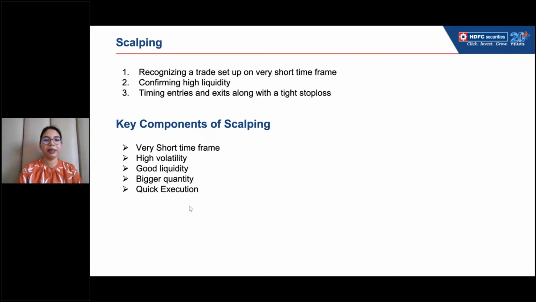नेक्स्ट, गुड लिक्विडिटी. लिक्विडिटी बहुत जरूरी है when you are a scalper, is because your quantity is going to be higher, correct? So when quantity is higher, let's say you got into a trade but you are not able to exit only because there are not sufficient sellers, right? Or if not, there is not sufficient counterparty. So that is why ensuring high or good liquidity is very much important.